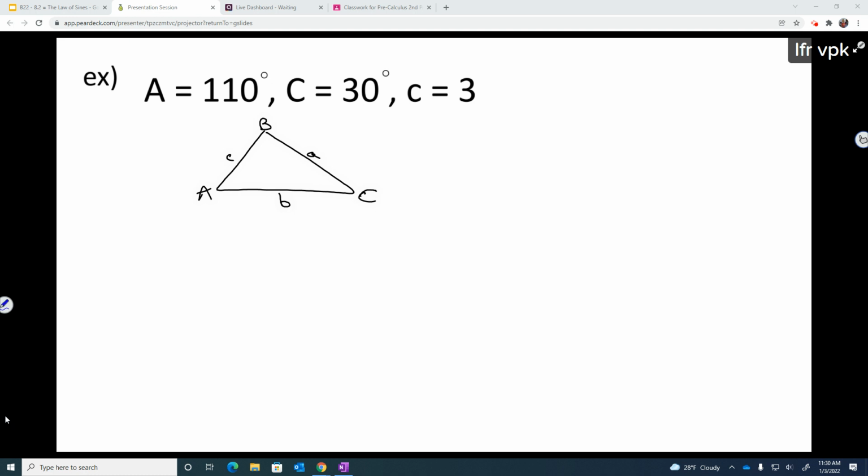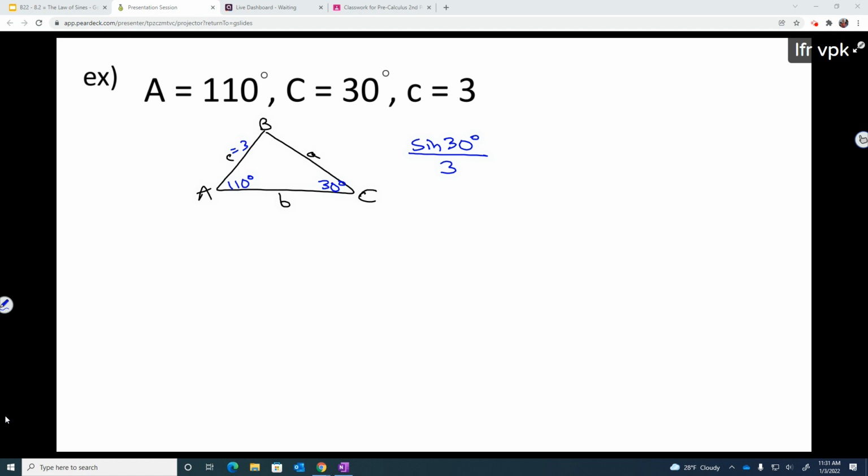All right, and then for A, we're going to label that 110. With C is 30. And the first thing we're always going to do is look for the pair that we have. In this case, we don't have both the A's, so we're not going to start with that. But we do have both the C's, so we're going to start with that fact. We do the sine of the big C, which is 30 degrees, over the little c. Start with that.